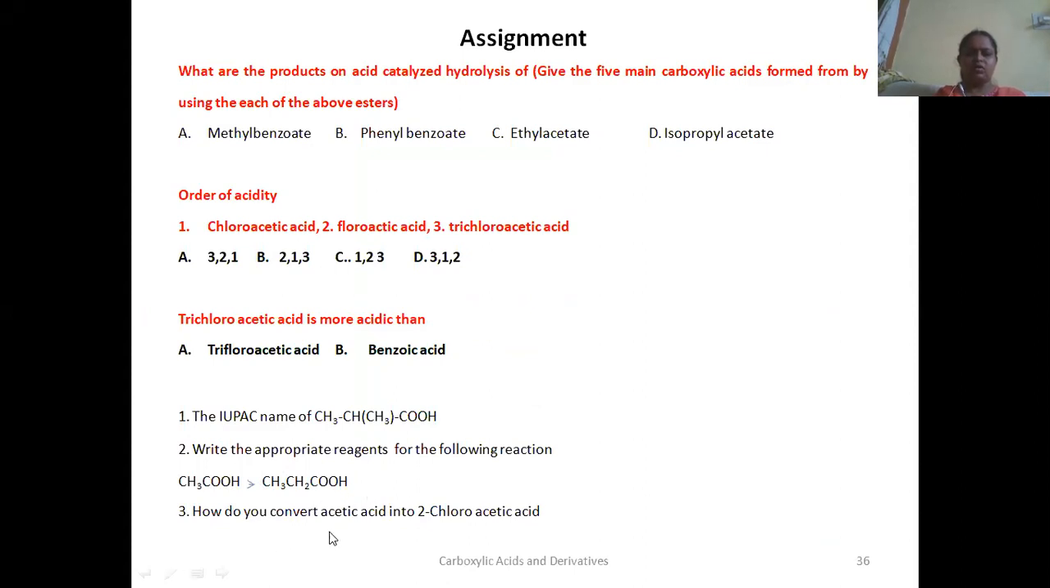Then the last one is how do you convert acetic acid to chloroacetic acid. This is also a named reaction, the Hell-Volhard-Zelinsky reaction. I have already given you the hint. Just write the reagents and also try to write the mechanism.